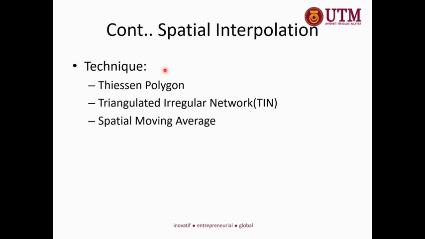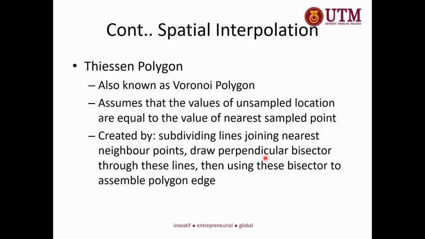Okay, these are the techniques for spatial interpolation. There are three main techniques: Thiessen polygon, triangulated irregular network, and spatial moving average. The first is the Thiessen polygon, also known as a Voronoi polygon. It assumes that the value of an unsampled location is equal to the value of the nearest sample point. It is created by subdividing the lines joining nearest neighbor points, drawing a perpendicular bisector through each line, and then using these bisectors to assemble the polygon edges.